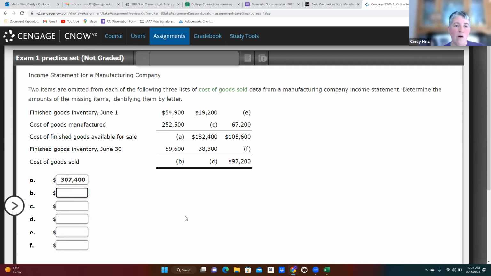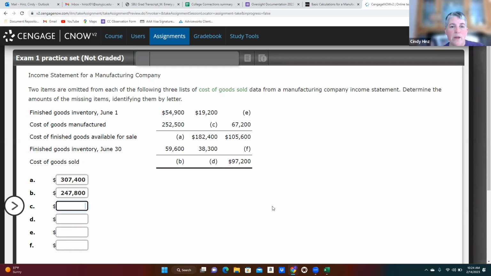We didn't sell all of it, and at the end of the month, we still had, in my numbers, $59,600 worth left. So if I subtract that from what I got for part A, our cost of goods sold would be $247,800. So that allowed us to just move from the top down to the bottom. But you can see, at least for letter C, we're not going to be able to do that. We have to think about this a little bit differently.